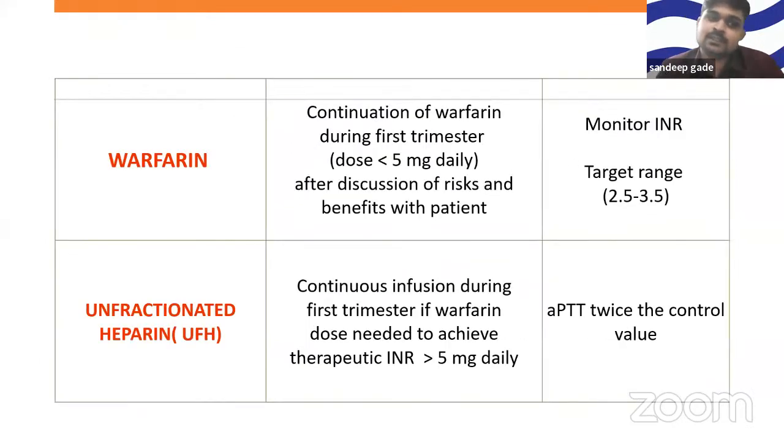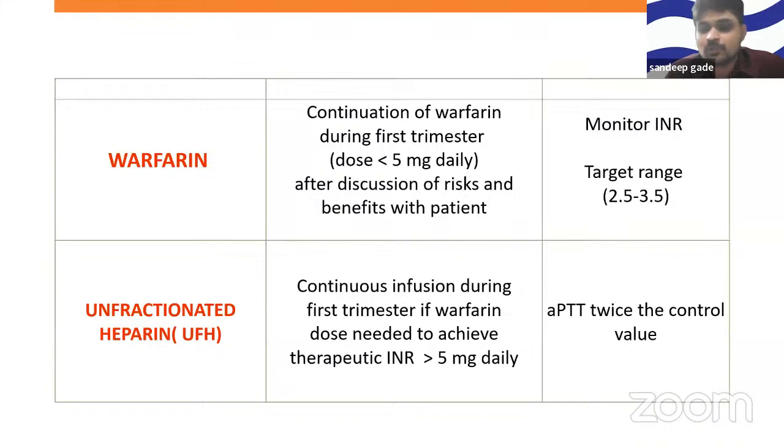As per the traditional teaching, warfarin is usually contraindicated or avoided in the first trimester of pregnancy due to the risk of fetal embryopathy. But as per current recommendations, if the daily dose of warfarin required to maintain the target INR between 2.5 and 3.5 is low, then warfarin can be safely continued even in the first trimester. If the daily dose required is more than 5 mg per day, then we have to go for alternatives such as unfractionated heparin or low molecular weight heparin.